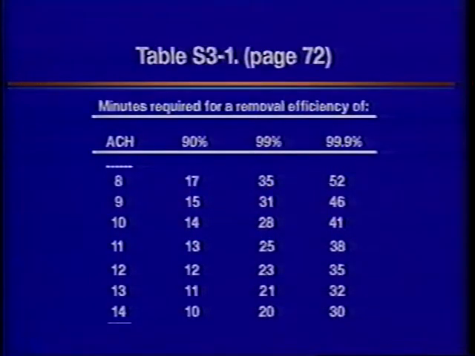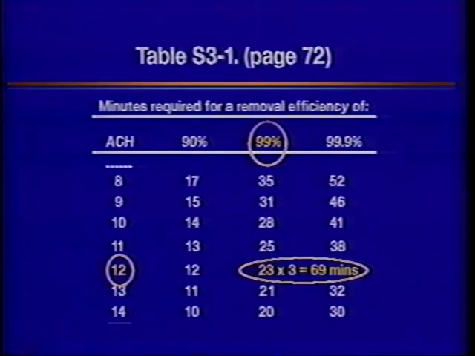Let's do an example. For a room with a ventilation rate of 12 ACH, the table indicates 23 minutes for a removal efficiency of 99%. Multiply this by an assumed mixing factor of 3 for a required clearance time of 69 minutes.